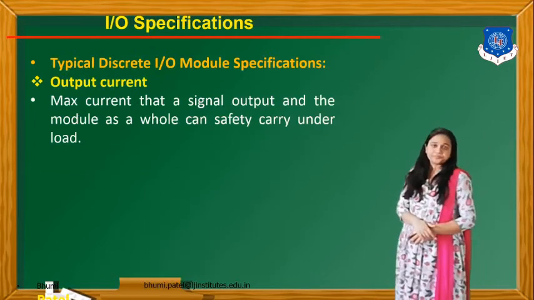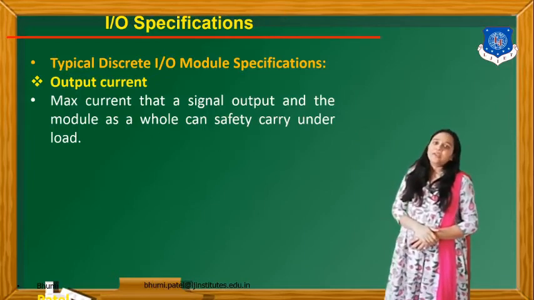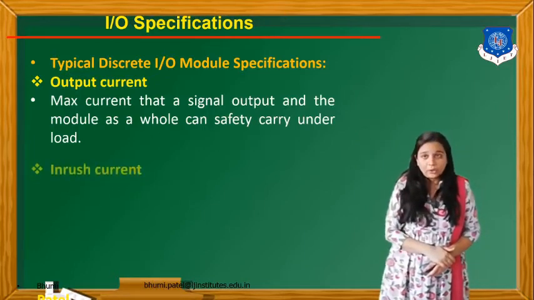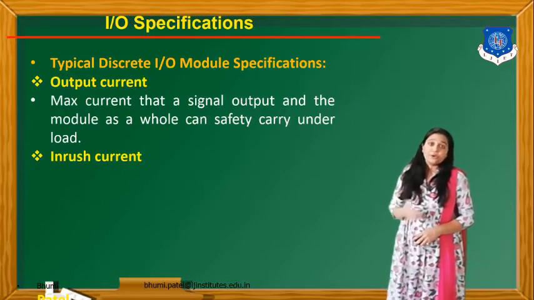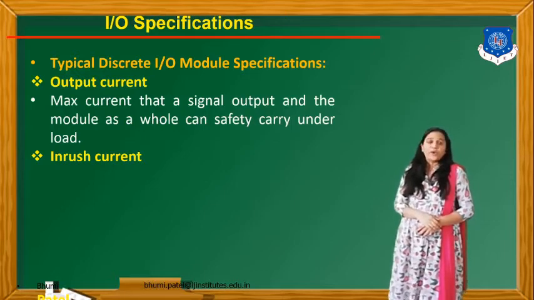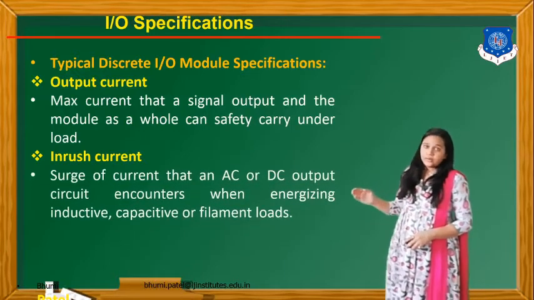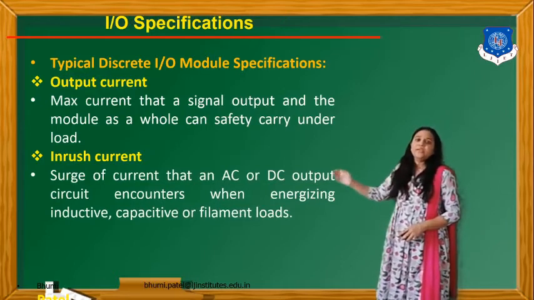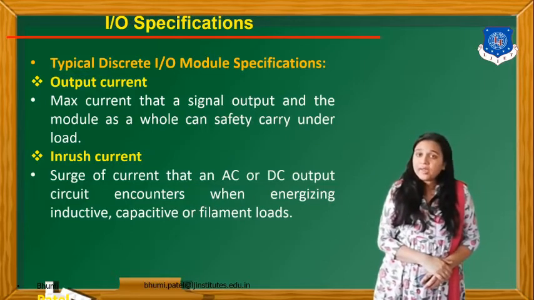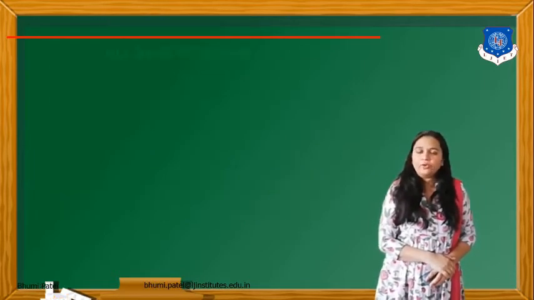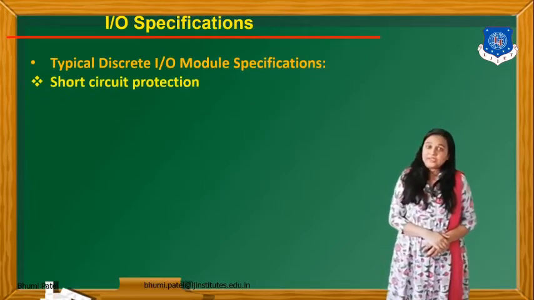It is the maximum current that a single output and the module as a whole can safely carry under the load. Okay, because on the output side we can connect some instrument, so safety is the main point for the output current. Inrush current is the surge of current that an AC or DC output circuit encounters when energizing an inductive, capacitive or filament load. So this is all about the discrete I/O module specification.